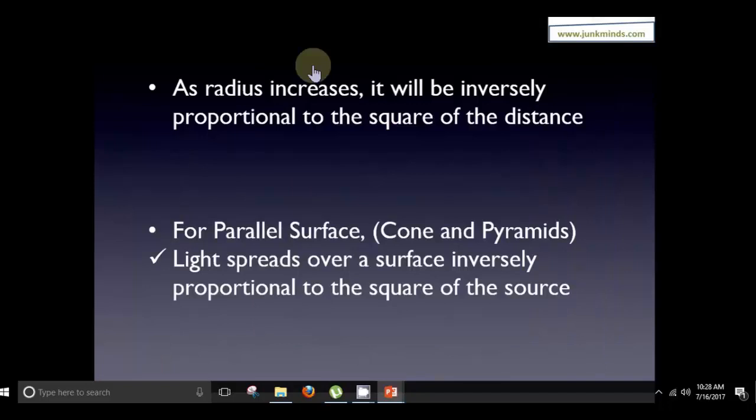So it can be concluded that as the radius increases, the intensity is inversely proportional to the square of the distance. For parallel surfaces, that is cones and pyramids, light spreads over a surface inversely proportional to the square of the distance from the source. So that's all about the inverse square law.